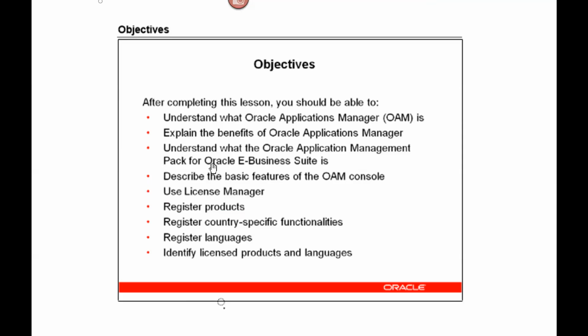Right. Explain the benefits of OEM. Understand the Oracle application pack. There is something like a pack. Also describe the basic features of OEM. Use license manager. In the license manager, you can register the products. You can register languages. So after installation, if you want to register any products, you can do it through the license manager. Those things you can do through OEM. Even in the OEM, the main reason I go for OEM is the workflow configuration.